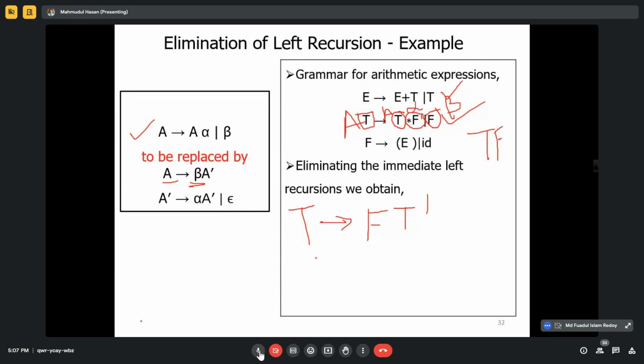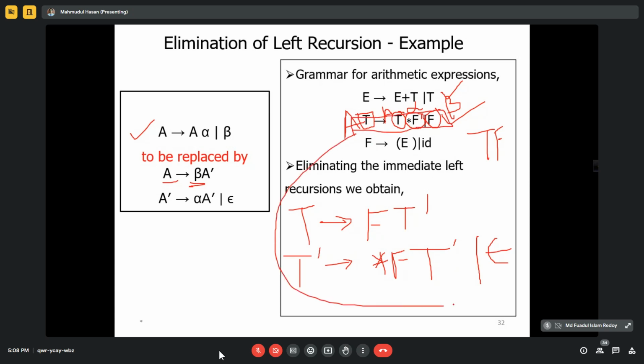Then A dash, that is actually T dash. Then alpha means into F, star F. That means into F. Then A dash, that is T dash. Then epsilon. So when you replace this one with those, that means the problem of left recursion is solved.